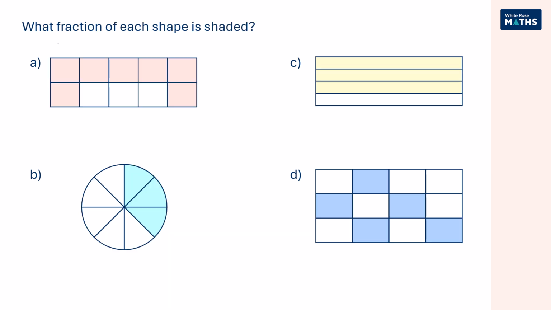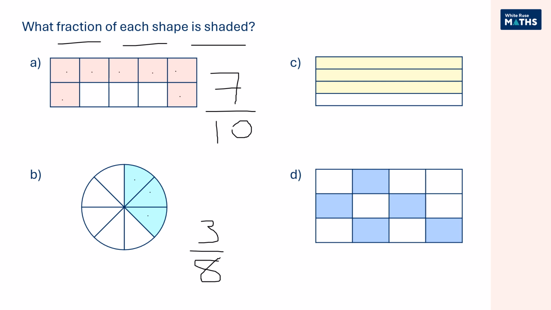Next part. What fraction of each shape is shaded? We've got 1, 2, 3, 4, 5, 6, 7, 8, 9, 10. So 7 tenths is shaded. So 7 over 10. This is called my numerator and this is called my denominator. Next, 1, 2, 3. So 3 out of 1, 2, 3, 4, 5. So 3 out of 5 plus 3 makes 8. So 3/8 are shaded. Then 3/4 are shaded. So 3 out of 4, 3/4.